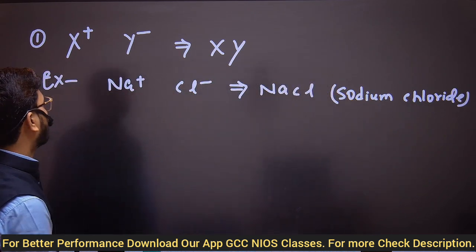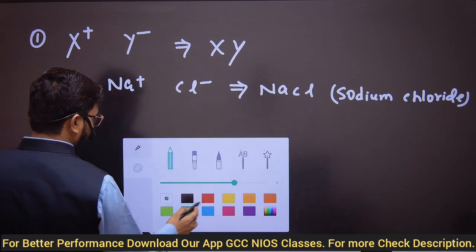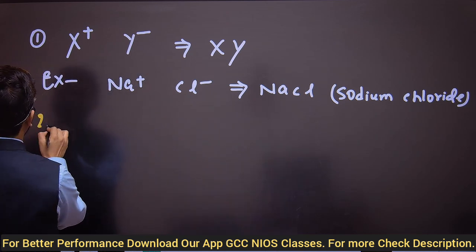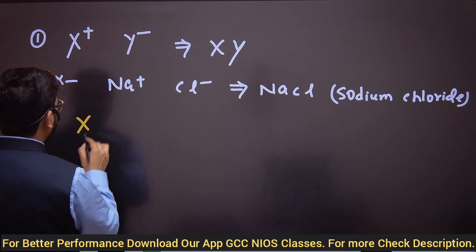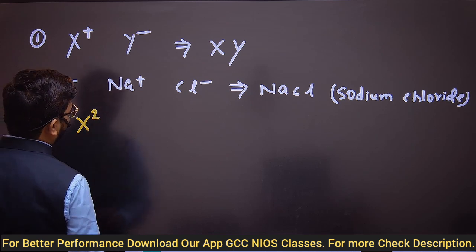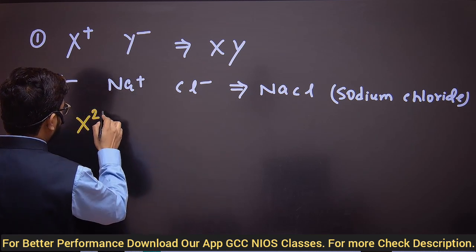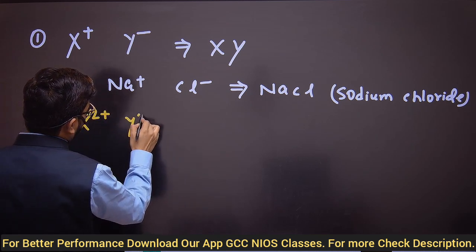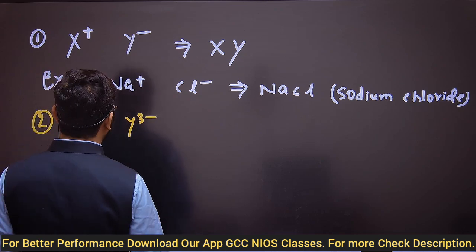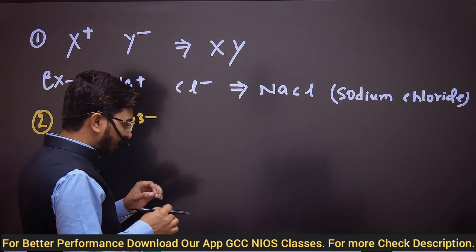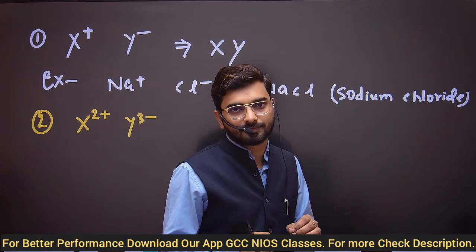In the next case, let's suppose the positive ion and negative ion have different valencies. It's 2 plus and 3 minus, so there is a difference. So in this case, they will interchange their valency. How?